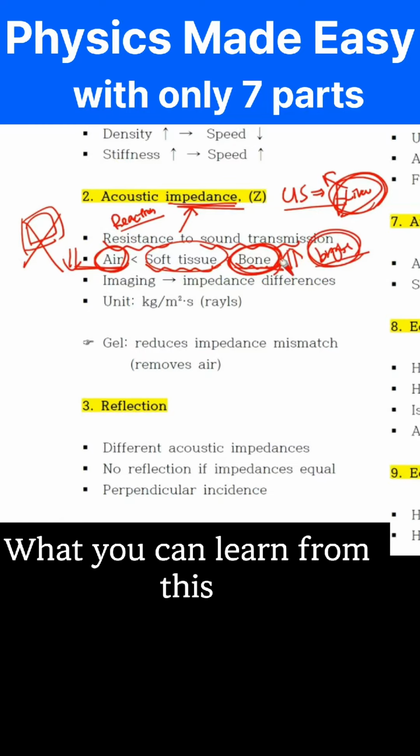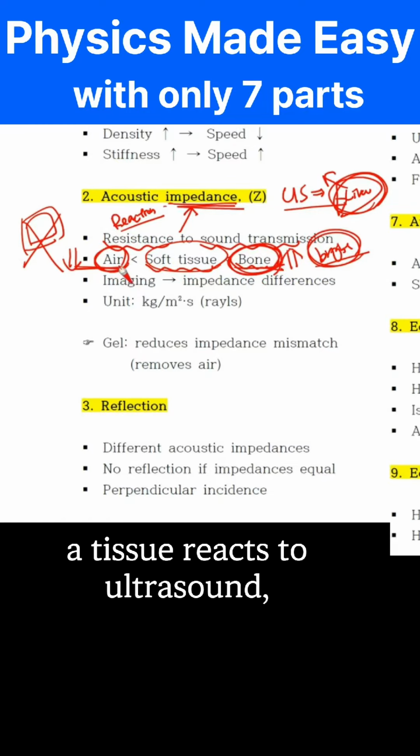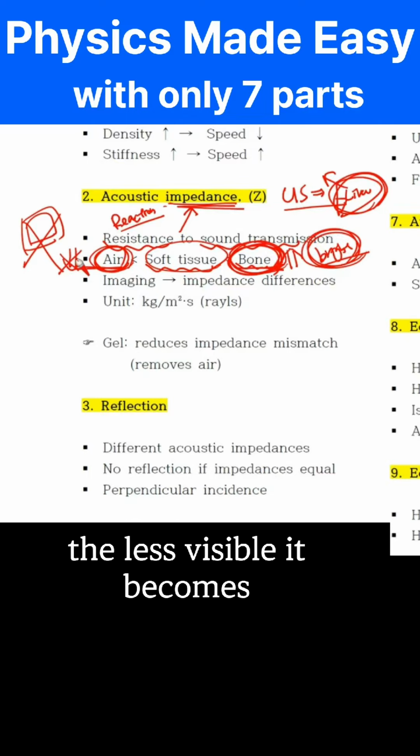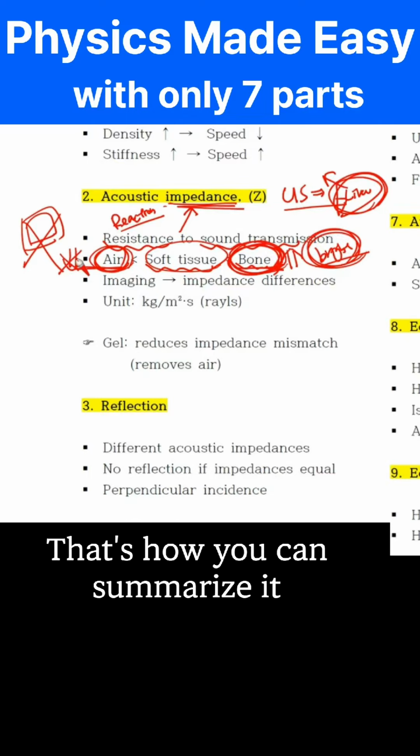What you can learn from this is that the more strongly a tissue reacts to ultrasound, the brighter it appears on the image, and the less it reacts, the less visible it becomes. That's how you can summarize it.